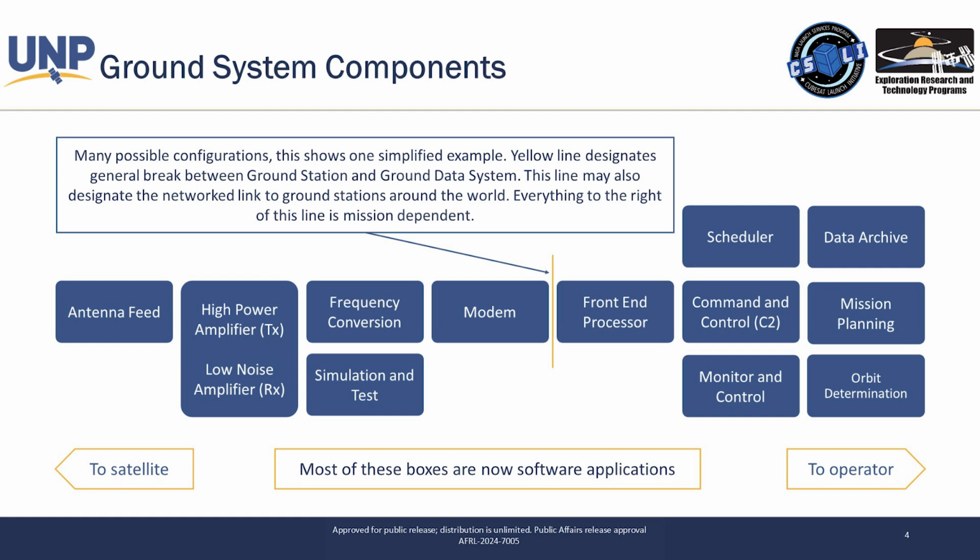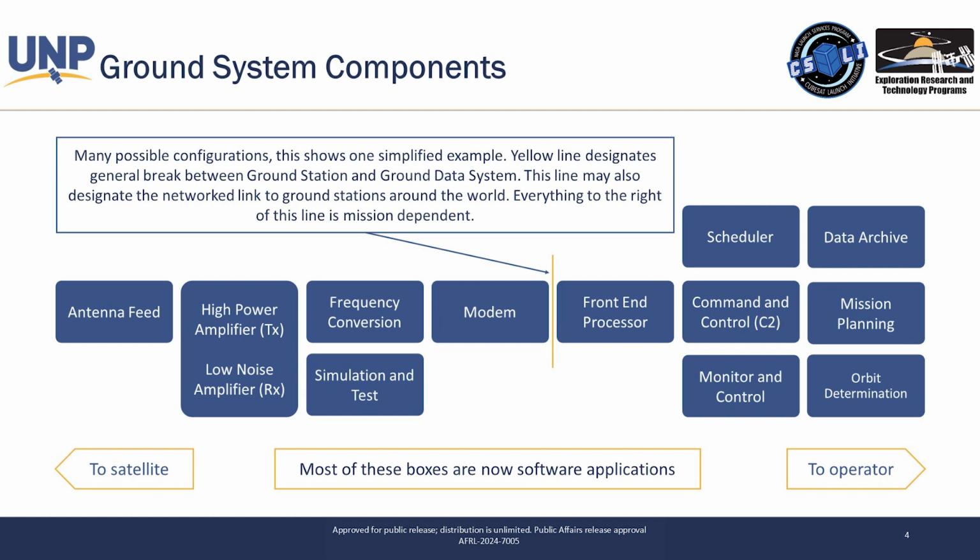That yellow line is roughly where the ground station and the ground data system break up. It's not always exactly there, but it's the generally accepted split. I don't think you guys need to worry about any crypto as far as I'm aware. So you should only have the one, and you don't need to pass through a crypto and then another FEP. You should be good there.